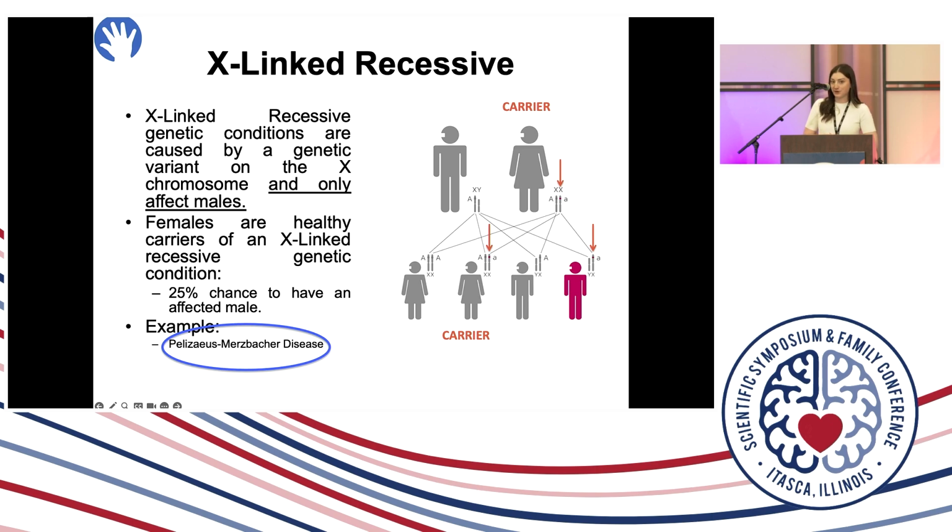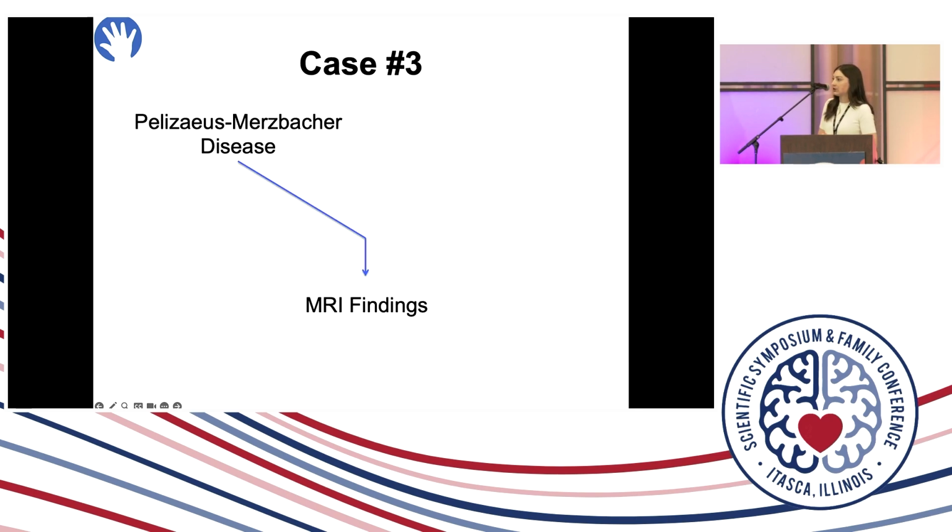Pelizaeus-Merzbacher, if you guys remember, is the example that we used for the X-linked recessive inheritance pattern, where only the males that inherited a genetic change on their X chromosome are affected, and the females that have that genetic change are healthy carriers. And so for our pedigree, if this truly is Pelizaeus-Merzbacher disease, while patient 3's younger sister may be at risk to be a carrier, she would not be at risk to be affected.